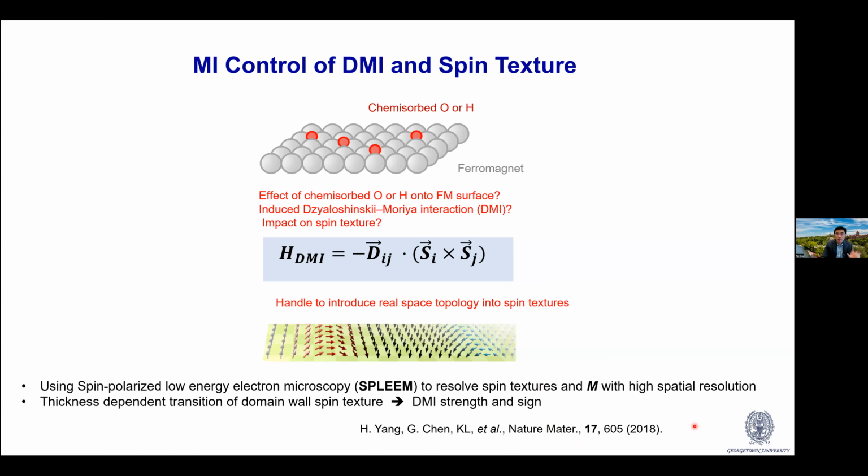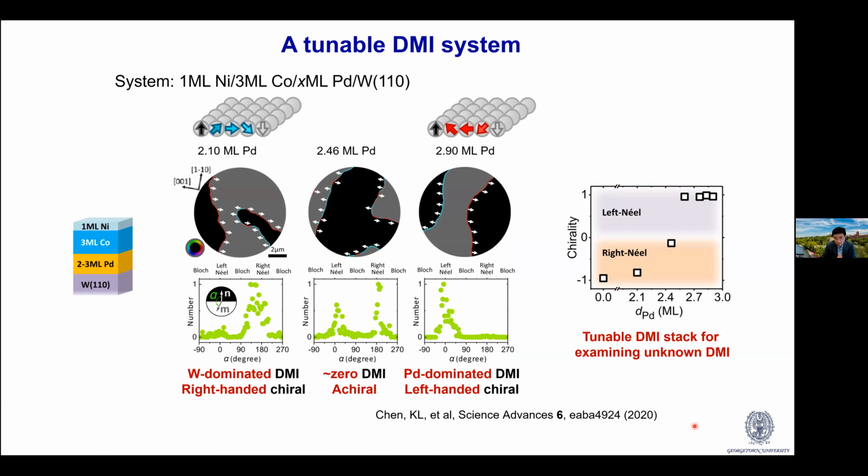For our study, we first need to have a very clean background. It's like when we do X-ray diffraction, we want to use a zero plate. So this background is a multilayer stack of nickel, cobalt, palladium, and tungsten. Here palladium and tungsten have opposite DMI, so we can change the palladium thickness so that overall this stack is tuned very close to the zero DMI point. The images here are the SPLEEM images. The black and the gray areas represent magnetization pointing out of the screen or into the screen.